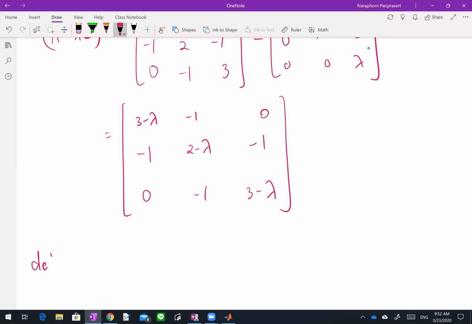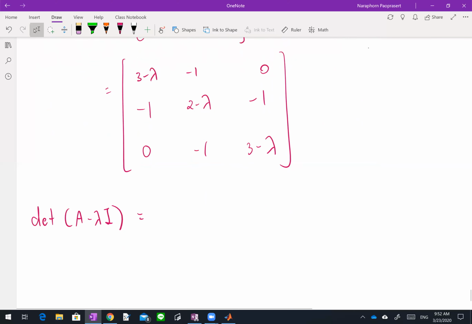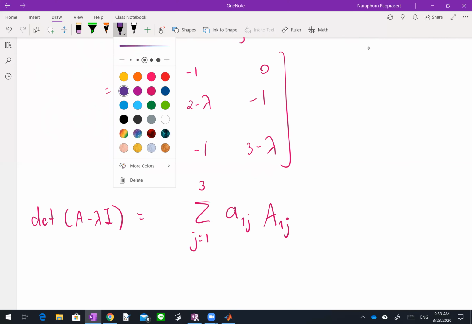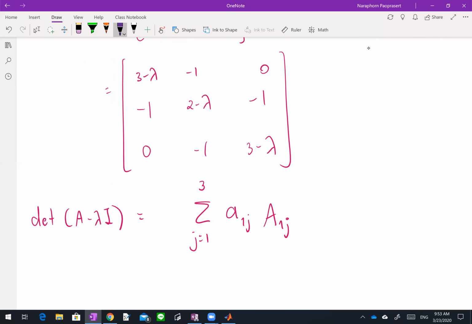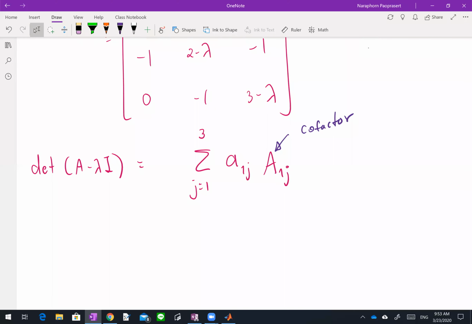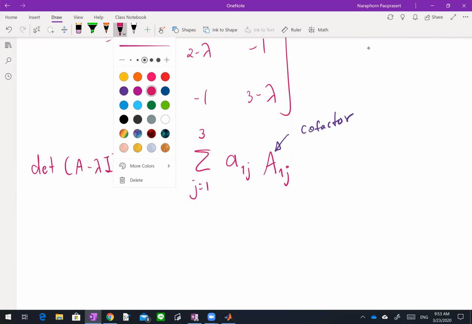And you want to find the det of A minus lambda I. By definition, this is actually the summation of j from 1 to 3 of A1j times its cofactor. Note though that I selected the first row to be fixed, so you can select any row or any column, just by the definition of finding the determinant of A minus lambda I. So this is the cofactor. Okay, all right, so let's just continue doing it.